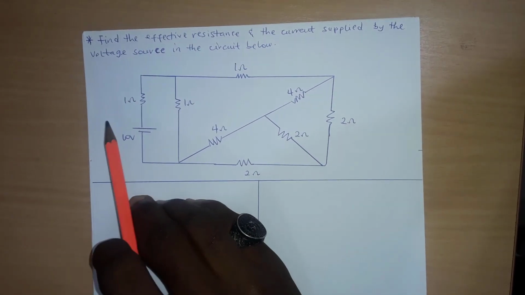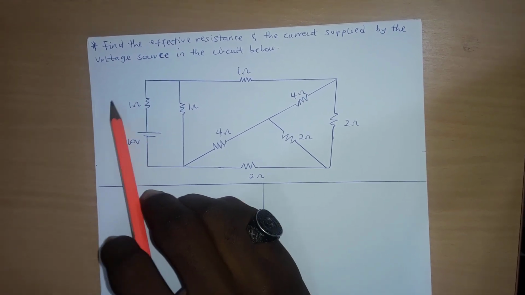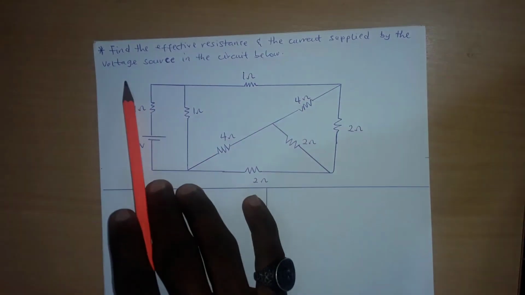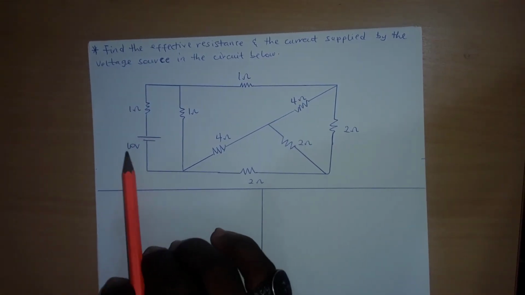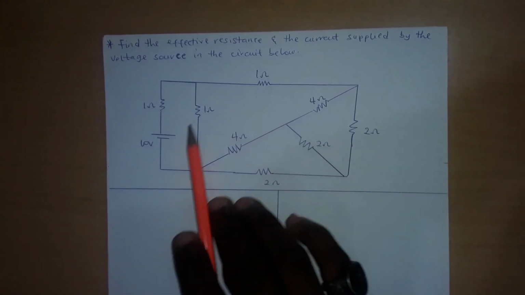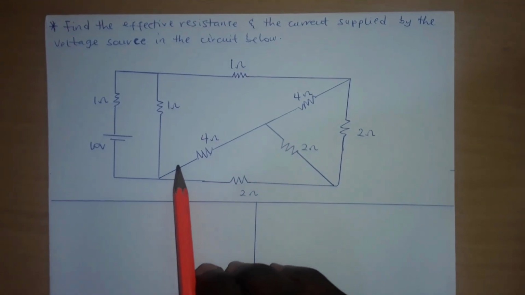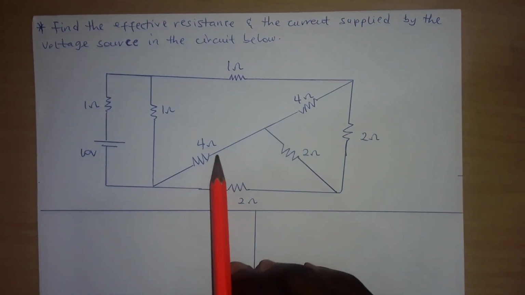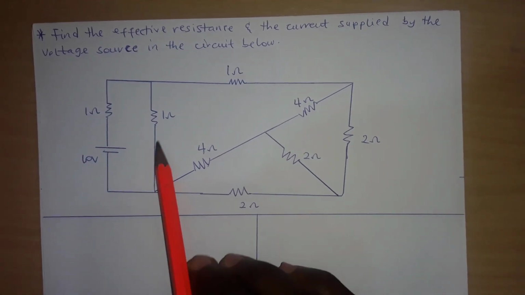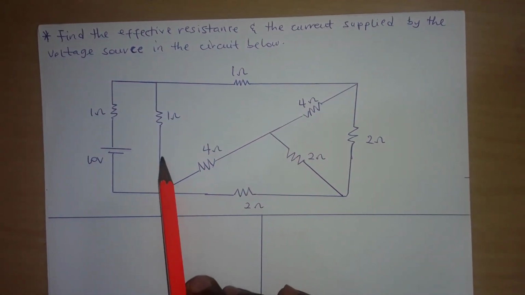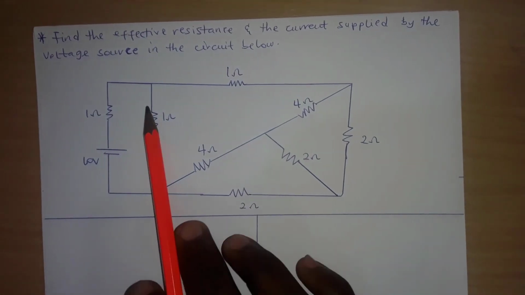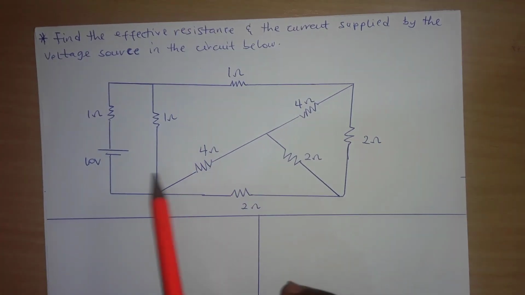So in this second example, you have to find the effective resistance and also find the current supplied by the voltage source, that's the 10 volt here in the circuit below. When we take a critical look at this circuit, we can see that none of the resistors are in series or parallel, because when we take this loop, we will meet a lot of elements, and in the rule we are supposed to meet just only 2 resistors, and we can see that they are in parallel.